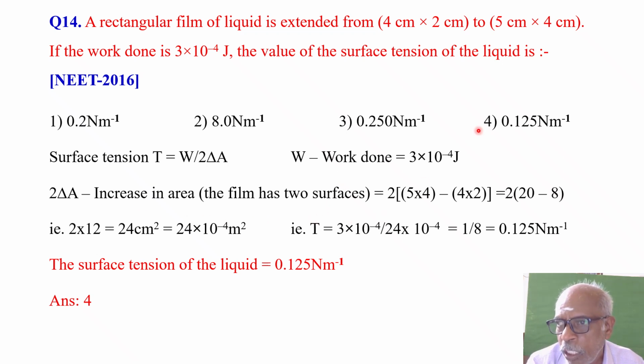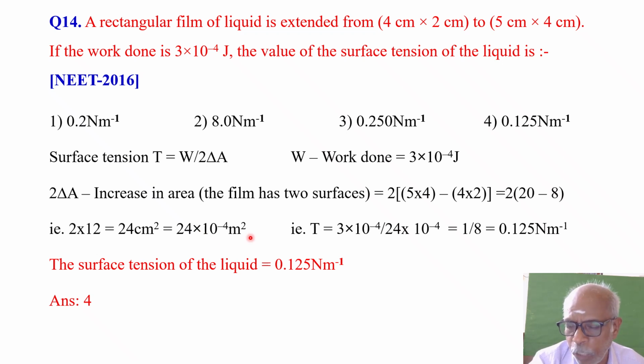So 2 into 5 into 4, that is 5 centimeter into 4 centimeter, minus 4 into 2, 4 centimeter into 2 centimeter. So it is 2 into 5 into 4, 20, minus 4 into 2, 8. What is 20 minus 8? 12. So 2 into 12 is equal to 24. What is its unit? Centimeter square, because these things are given in centimeter. You have to convert it into SI units. What do we get? 24 into 10 power minus 4 meter square.